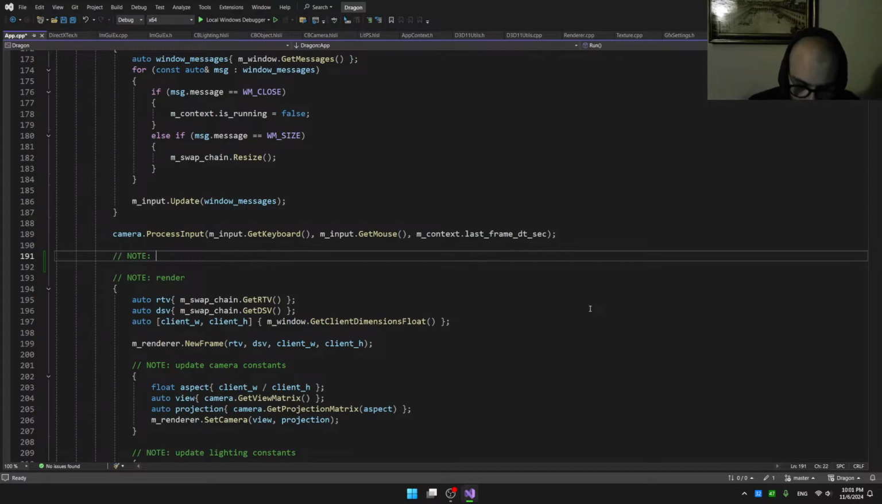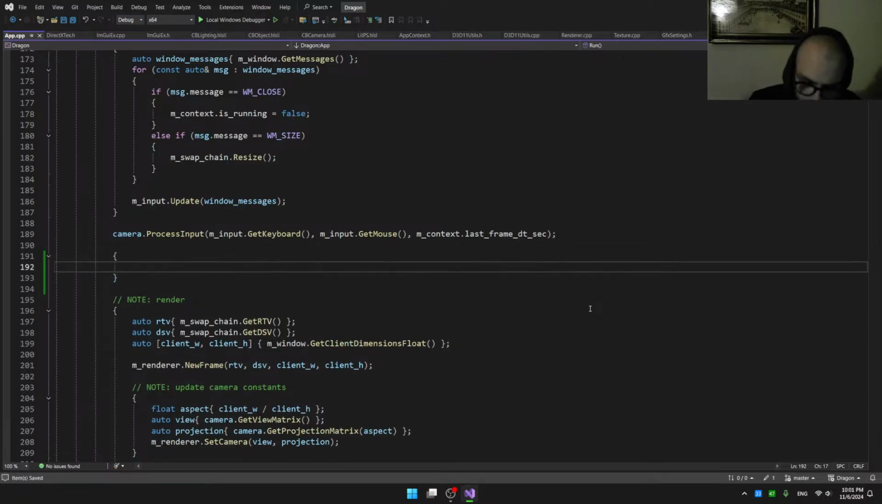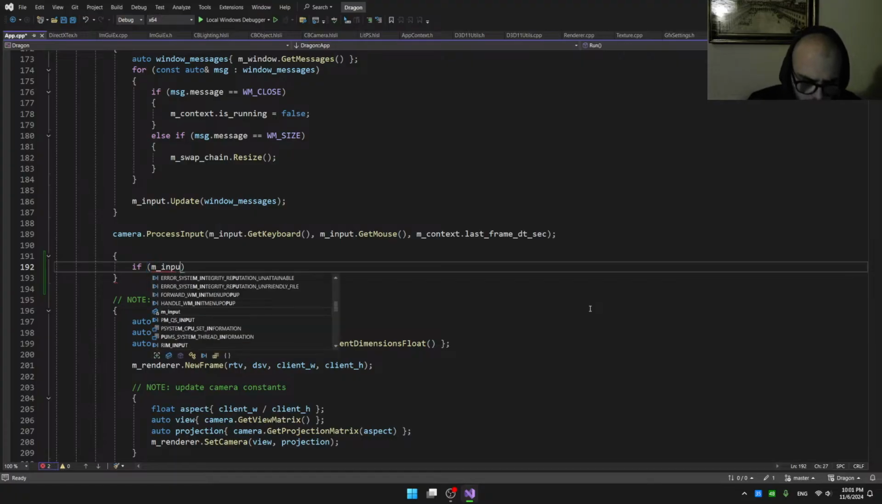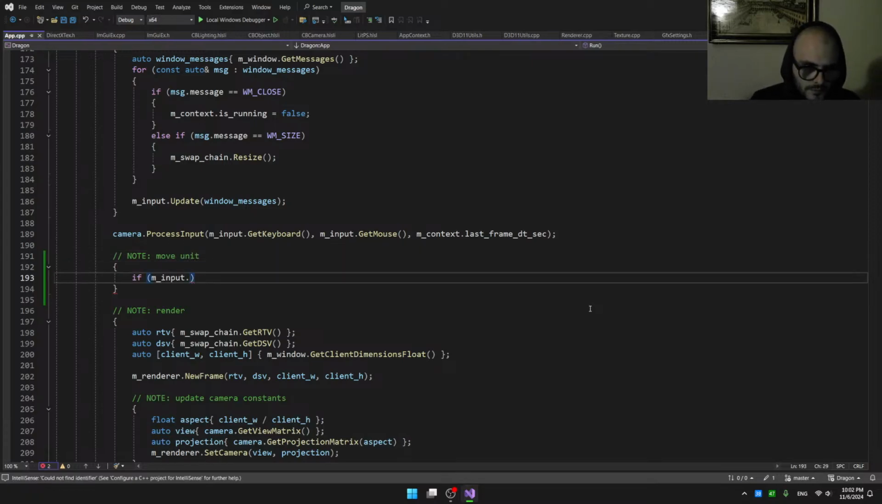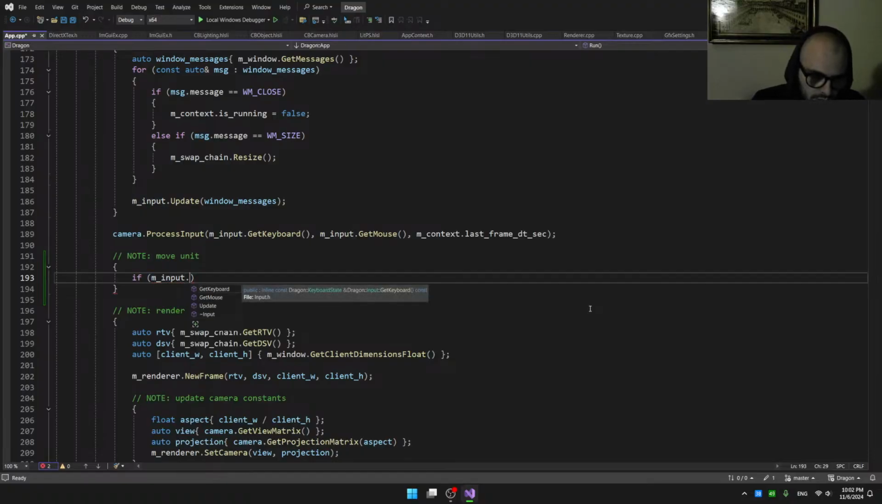So if m input, so unit move unit, so input dot get keyboard, no, get mouse dot left.